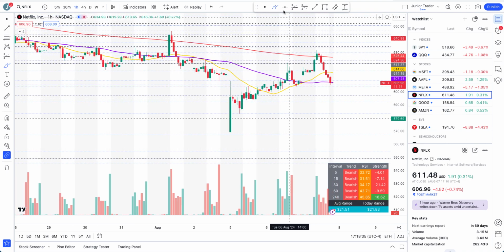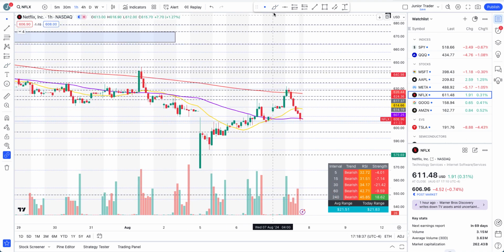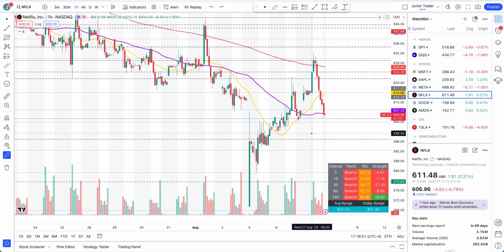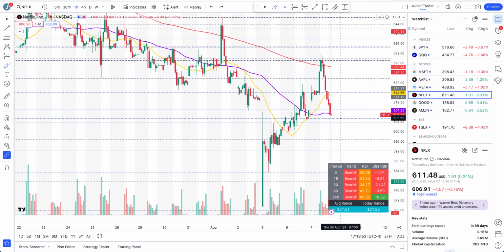And on the hourly interval, you can see it rejected at the 200 hours moving average. So this rebound came all the way to the 200 hours moving average, and then it just rejected over there. And it just completely gave up, completely sold off here, right? And yeah, it's not looking good as well.